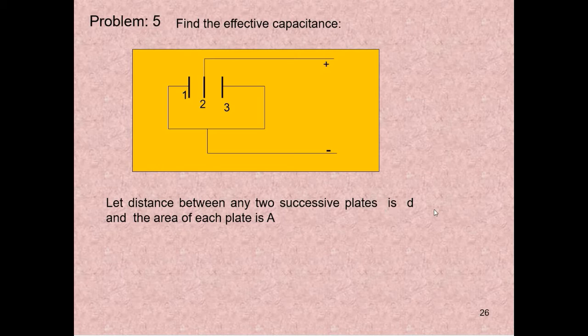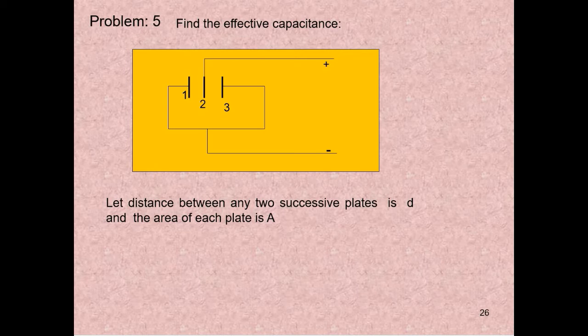No number is given, just the distance as d and area as A. So now there are two capacitors. Epsilon naught A by d is the capacitance of each capacitor. The two capacitors are connected in parallel. So what will be the answer? Each capacitance is epsilon naught A by d. So what is the effective capacitance?